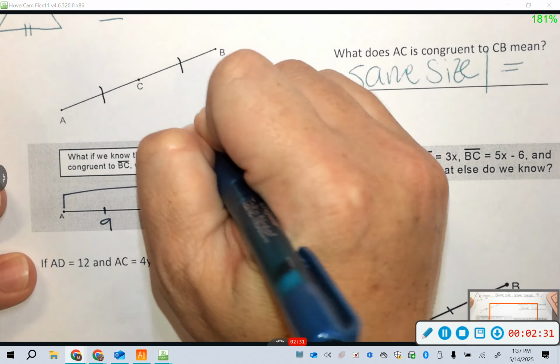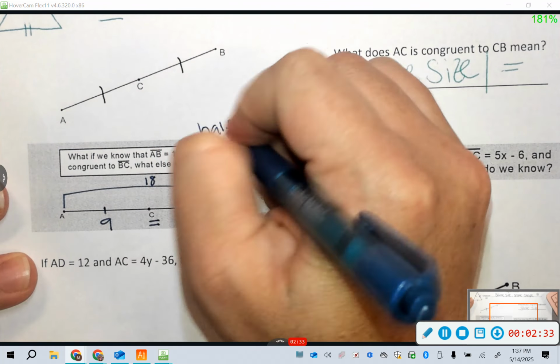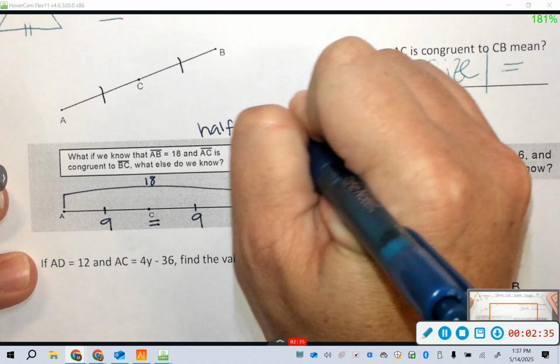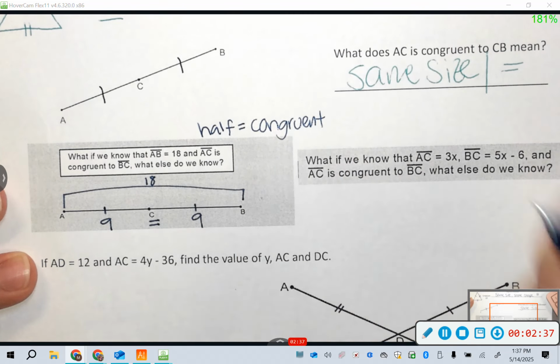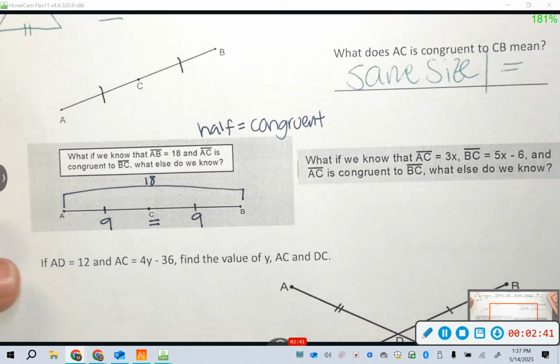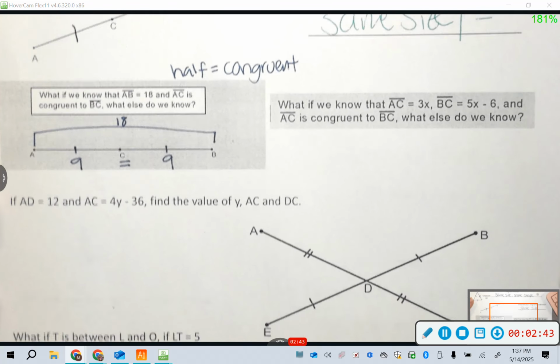Okay, another thing too is I want you to realize anytime it says it's cutting something in half, that's the same thing as saying congruent. Because if you cut something in half, doesn't that mean equally? Yes. So that means the two sides are congruent.